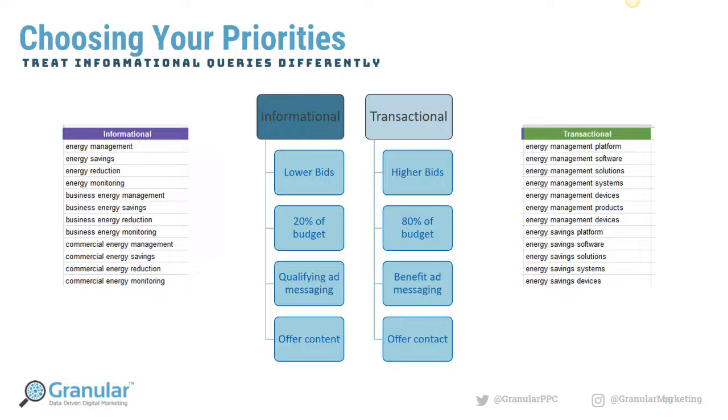And of course, that's different from the transactional on the right, your higher priority, which can have higher bids and budget. Your ad messaging doesn't need to qualify because they've already qualified themselves in their query. And so you might have more benefit-laden messaging, and your call to action or your offer might be to contact you or even purchase in some instances.